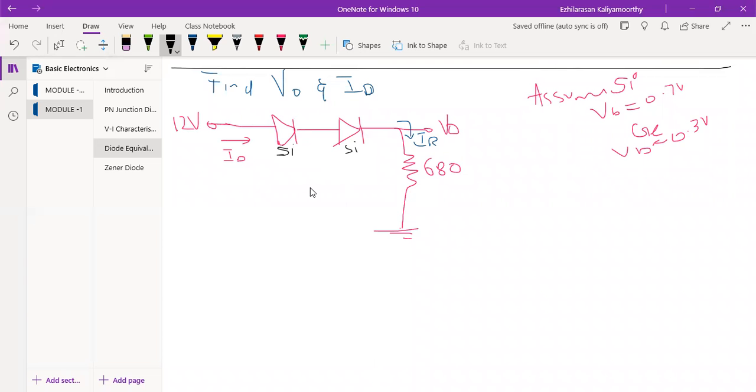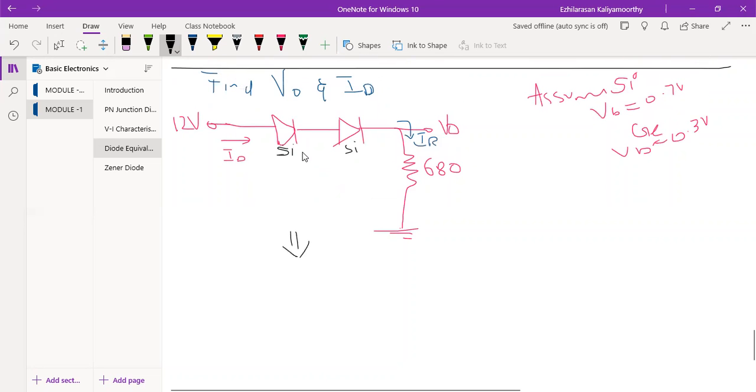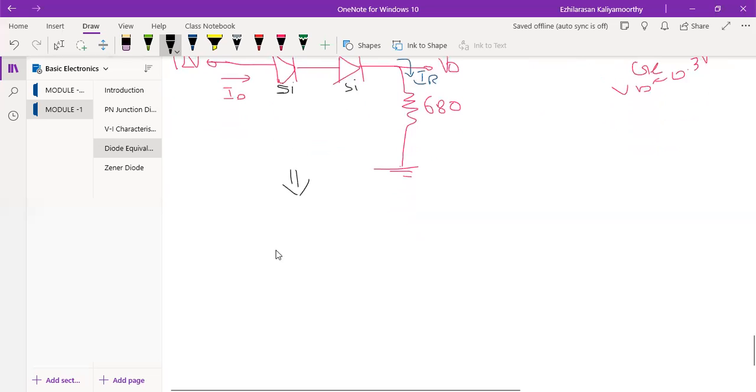Now let us redraw this diagram. No need to draw the diode also, because we only need the voltage drop across it. Just draw like this, then the second one like this, then finally the resistor. Here the source will be 12 volt.